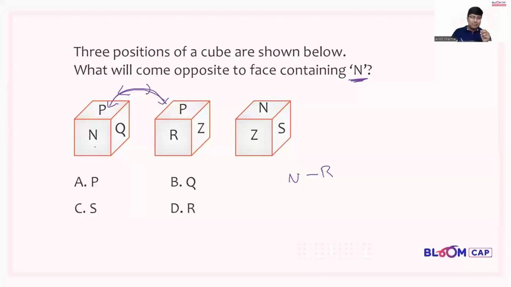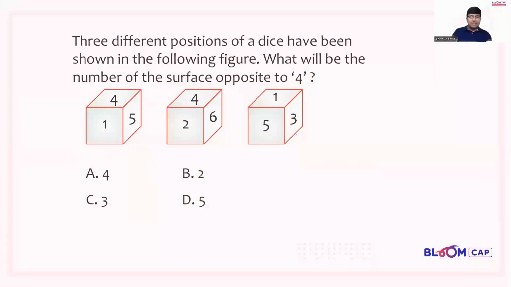Okay, directly opposite of front is front, opposite of side is side. So opposite of Q will be Z. And now opposite of P, what is remaining? Only and only S is remaining. Okay, everyone, I hope all of you are getting that opposite to N will be R, and that is why option D.